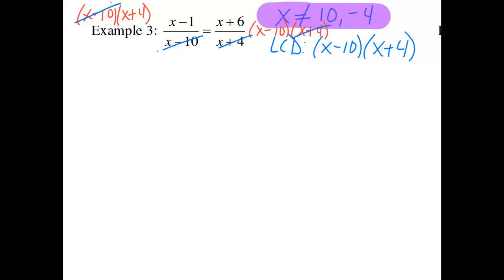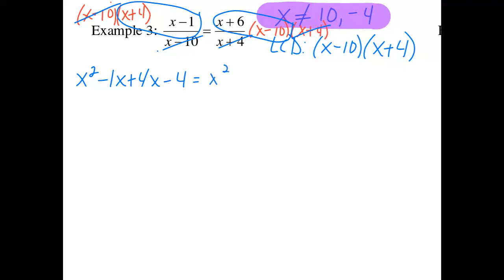And for this one, we do have 2 binomials left on each side, so we do have to FOIL or box. So for the left-hand side, we get x squared minus 1x plus 4x minus 4. And that will equal x squared minus 10x plus 6x minus 60.